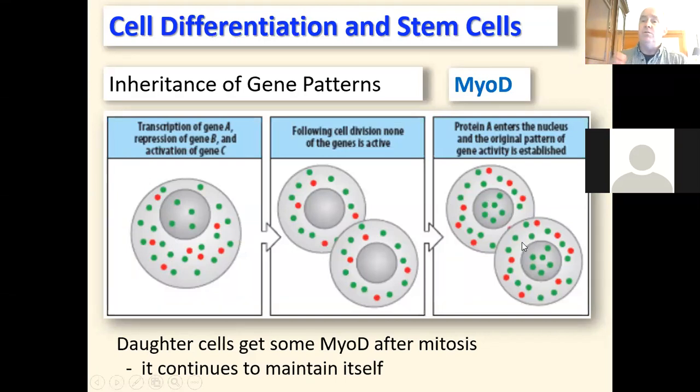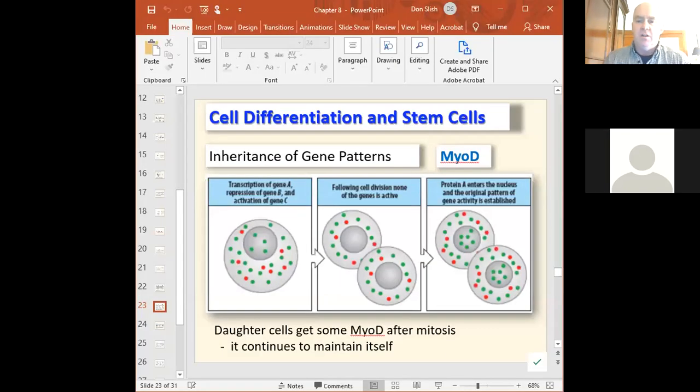So again, you've crossed that differentiation point. Now you've got MyoD on. Every cell after that is going to be influenced by that first induction of MyoD, because MyoD will always be there.